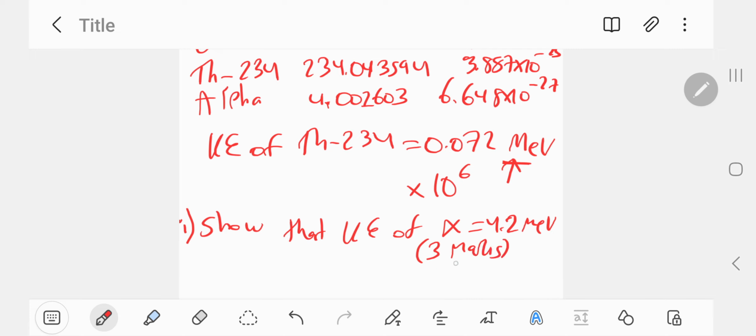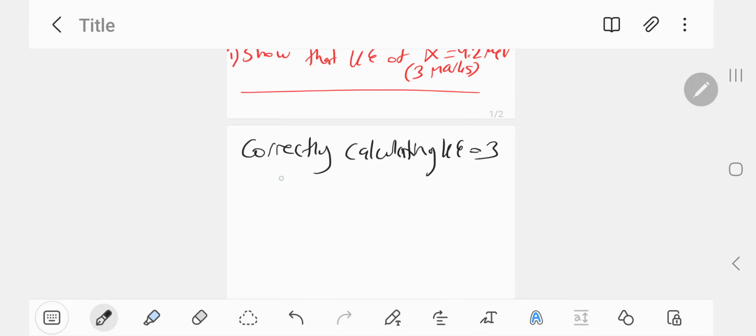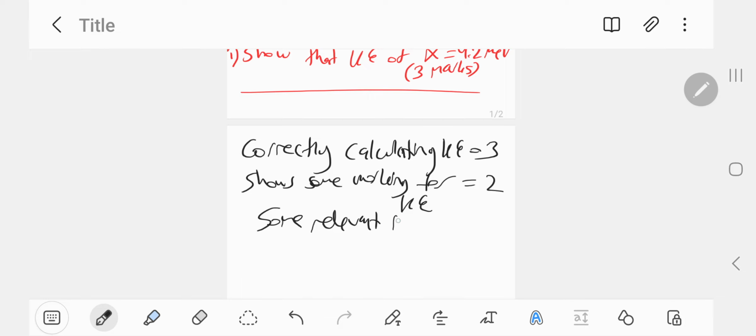So we're expecting a bit of work here. So let's do it step by step. Now the mark allocation for this is 3 marks for correctly calculating the kinetic energy. That's 3. Shows some working for calculating kinetic energy. That's 2 marks. And some relevant information, relevant info, that's 1 mark. It's a brief outline of the marking criteria.